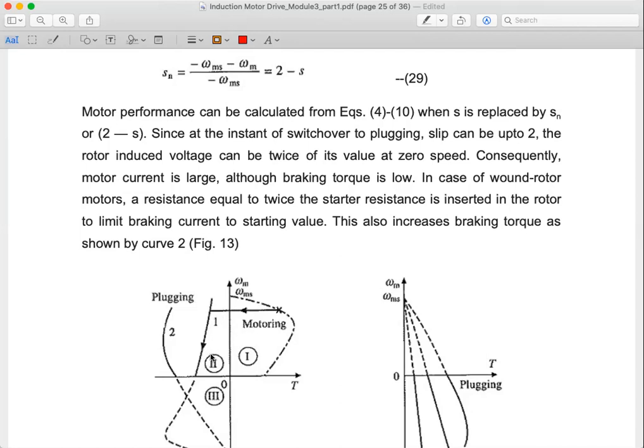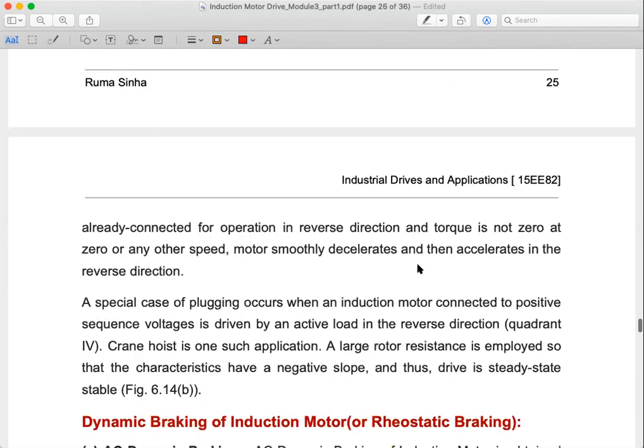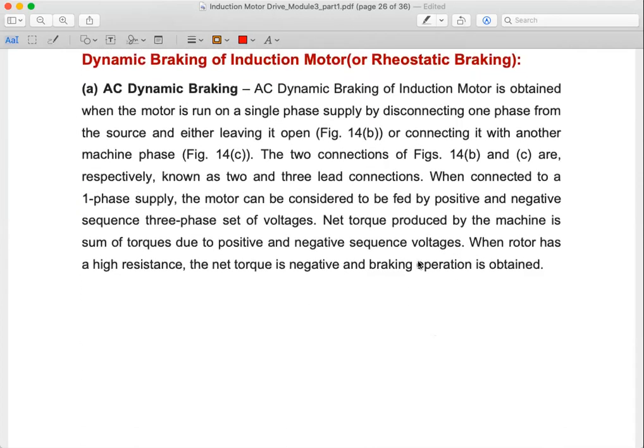Now, if we have external resistance connected, then we get this second curve. In the case of a wound rotor motor, we can connect an external resistance. When we connect an external resistance, the braking current can be limited, and then we will get this second characteristic. We can also obtain the operation of plugging in the fourth quadrant. In that case, this will be the characteristic curve. This is just a special case, which is not always used.